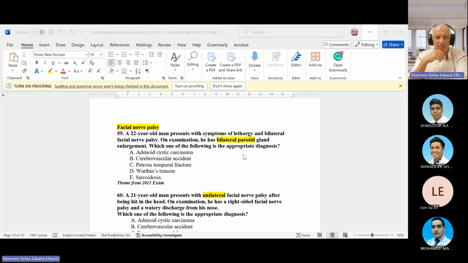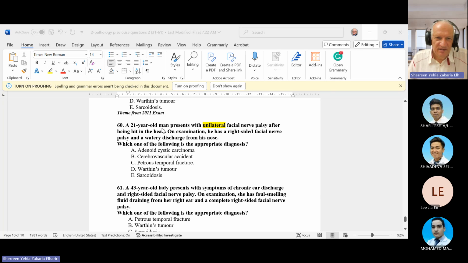Sarcoidosis. Okay, so bilateral, young patient, sarcoidosis. If it is adenoid cystic carcinoma, it is unilateral. Cerebrovascular accident causes upper motor neuron lesion, unilateral and not in a 22 year old. Petrous temporal fracture, unilateral. Wharton tumor, adenolymphoma does not affect the facial nerve because it's still a benign tumor.